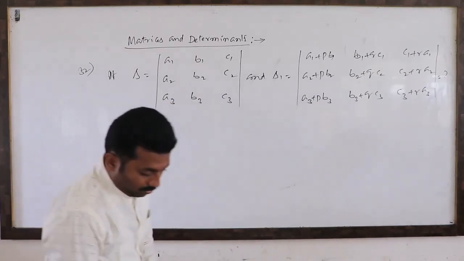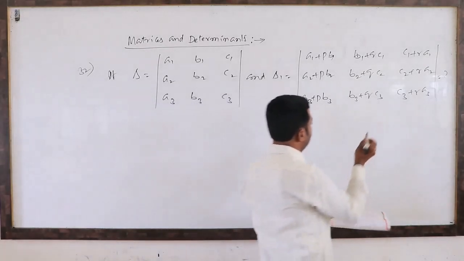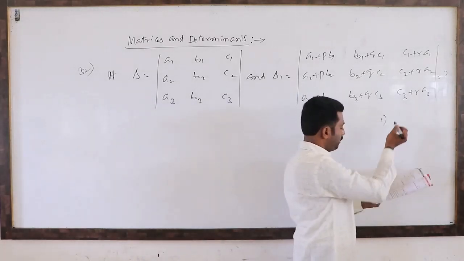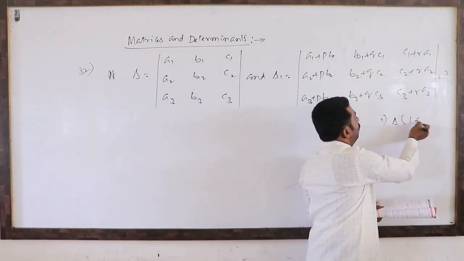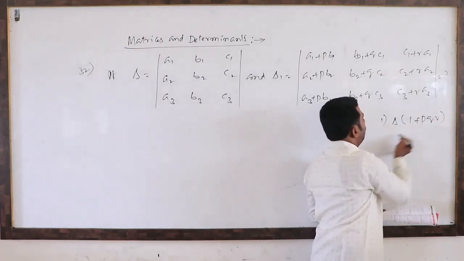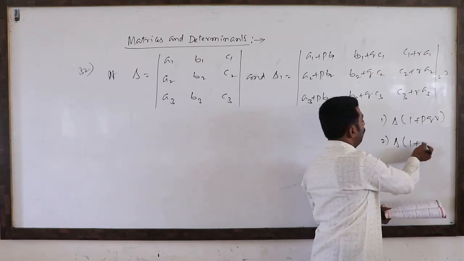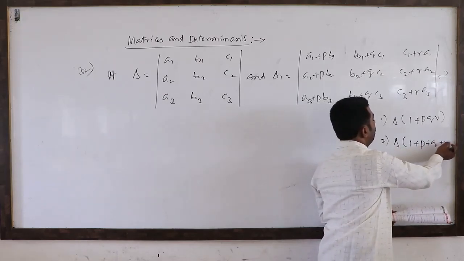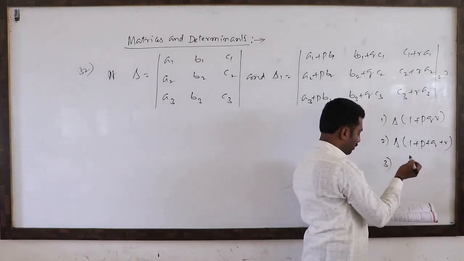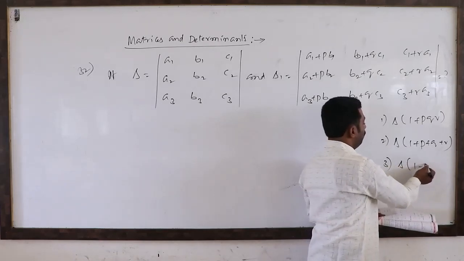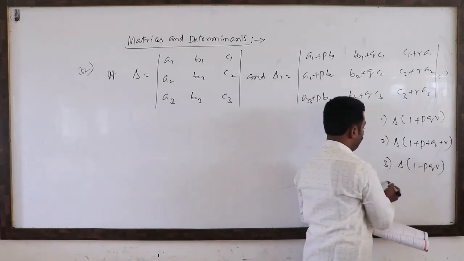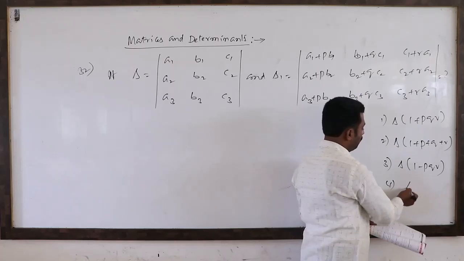So the options I will also write. What are the 4 options? First option is delta into (1 plus PQR). Second option delta into (1 plus P plus Q plus R). Third option delta into (1 minus PQR). Fourth option delta.